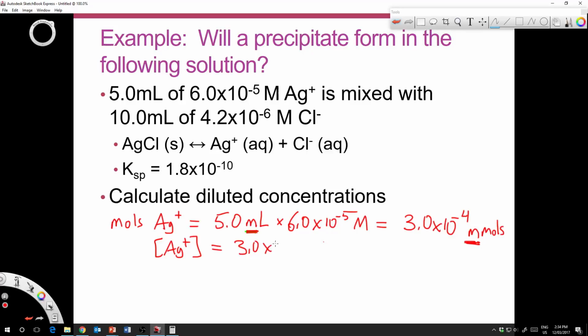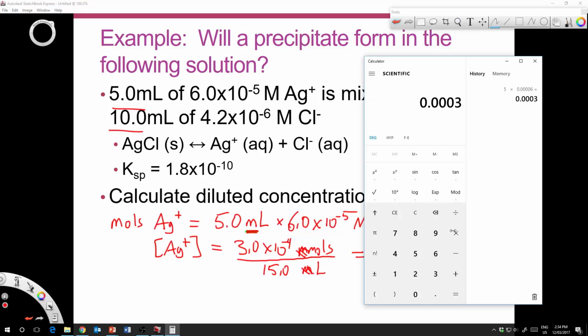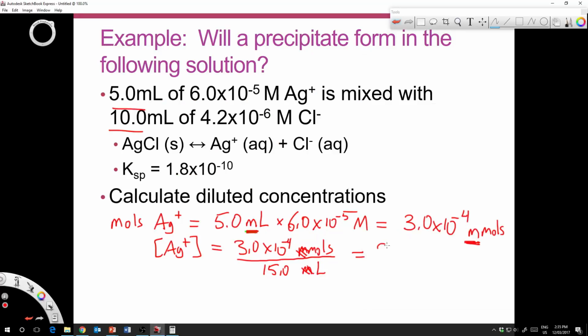So now that you've got the millimoles of silver ions, you can then take the concentration as the number of millimoles, 10 to the negative 4. Oops, I messed that up. 3 times 10 to the negative 4 millimoles, and then you can divide this by the total milliliters, which is 15 milliliters. The milli part cancels out, and we get 3 e negative 4 divided by 15. So we get the concentration of 2.0 times 10 to the negative 5.